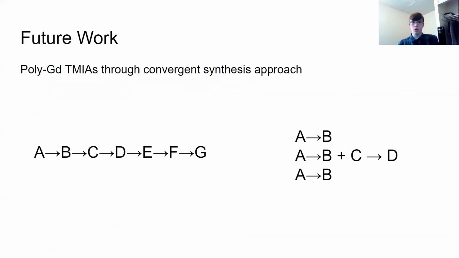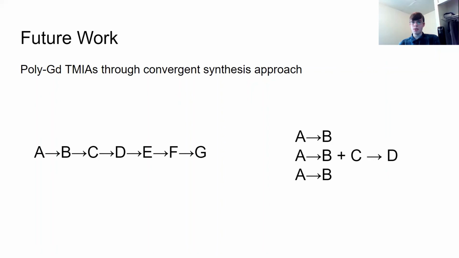Future work in this project will involve synthesizing polygadolinium TMIAs through convergent synthesis. In this case, on the left side is a representation of linear synthesis, which is how the 2 gadolinium-based TMIAs were synthesized in this project. This involves one molecule undergoing a set number of steps until the final product is reached.